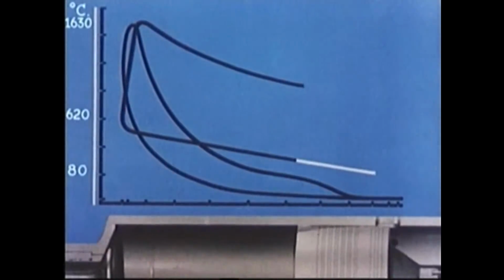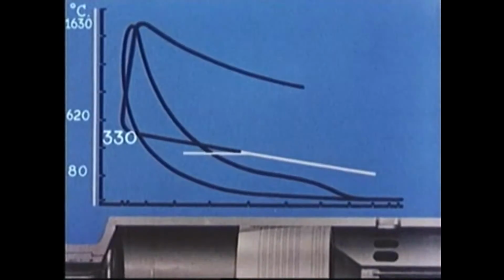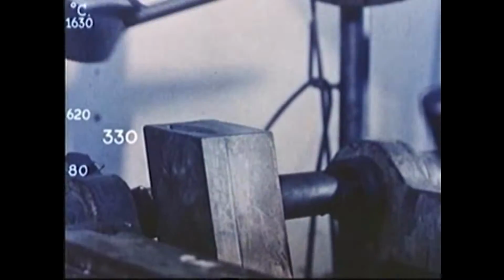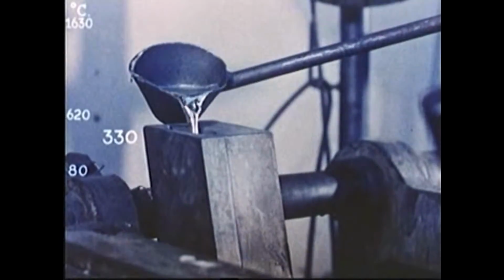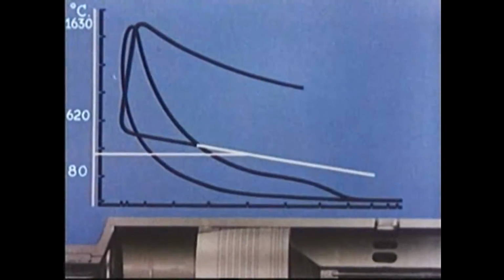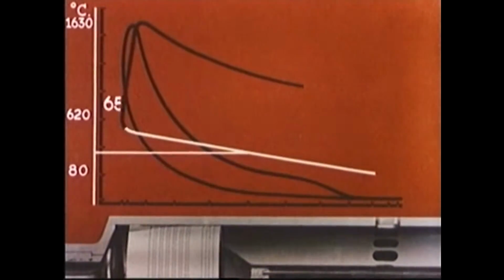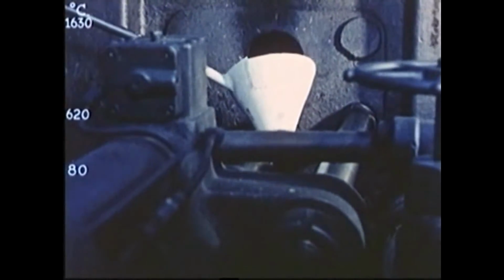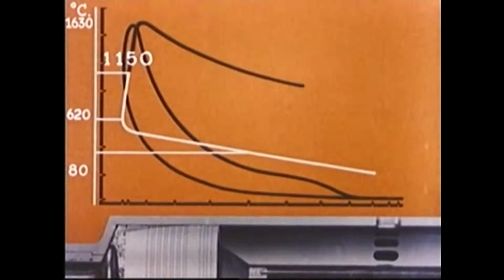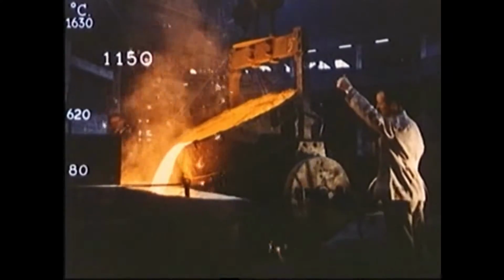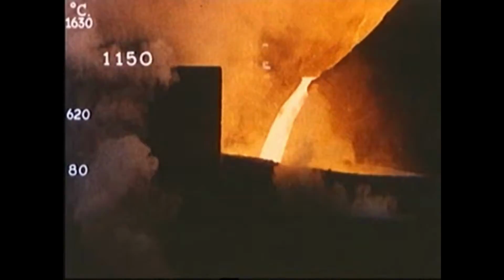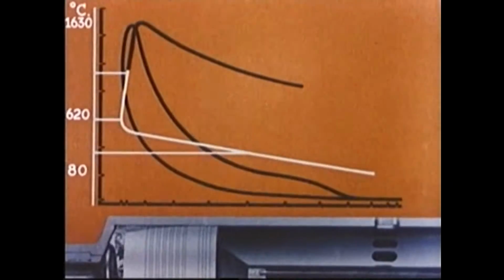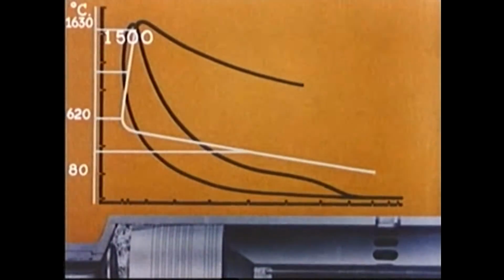Already during compression, the temperature reaches the melting point of lead. During the first part of the combustion, the temperature reaches the melting point of aluminium. Shortly after that, the temperature reaches the melting point of cast iron. The high temperatures in the cylinders even exceed the melting point of steel.